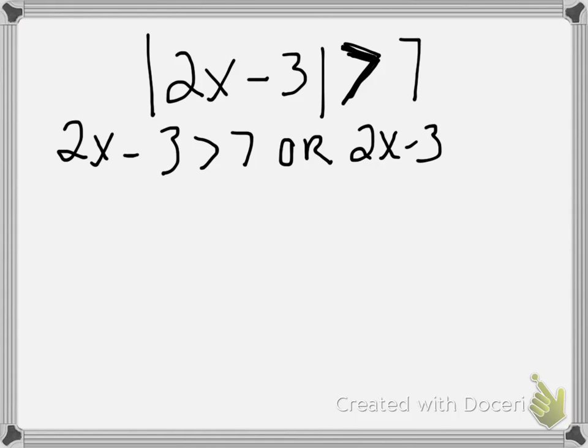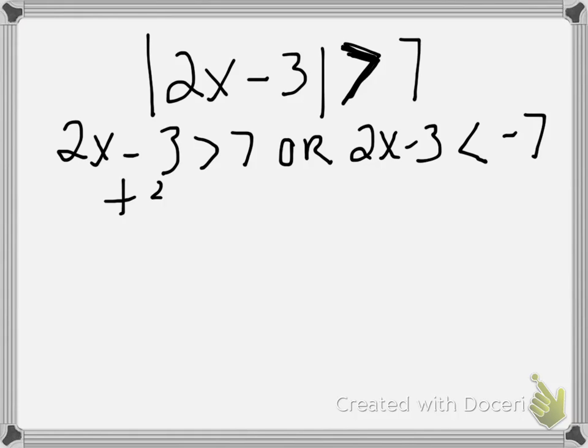Now, here's the tricky part. When we're setting up an OR, you get rid of the absolute value bars, you write down what's inside of it, and then you reverse the inequality sign, and you also negate it. So make sure you got that. You reverse the inequality sign, and you negate the answer. And then you go ahead and solve it like two separate problems.